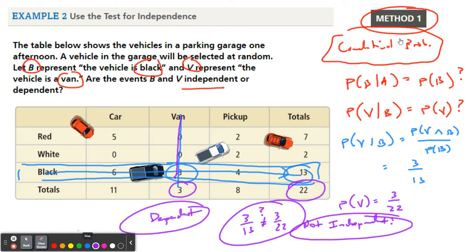So just to make sense of this, if you do 3 divided by 13, you get 0.23. So this side is 0.23. If you do 3 divided by 22, you get 0.136, or 0.14. So this is saying that if you know the vehicle is black, there's actually a greater chance that it's a van compared to looking at all the vehicles. So being black affects the fact that there might be a greater chance there's a van. All right, so that's one way to do this problem. I'm going to show you the second way on the next slide.